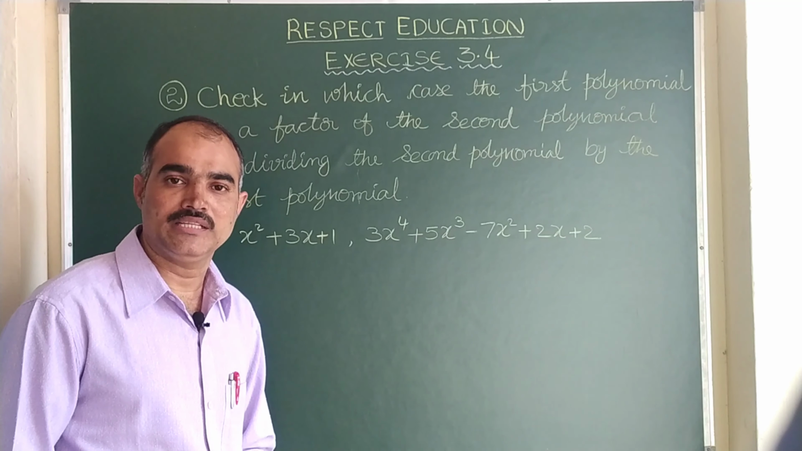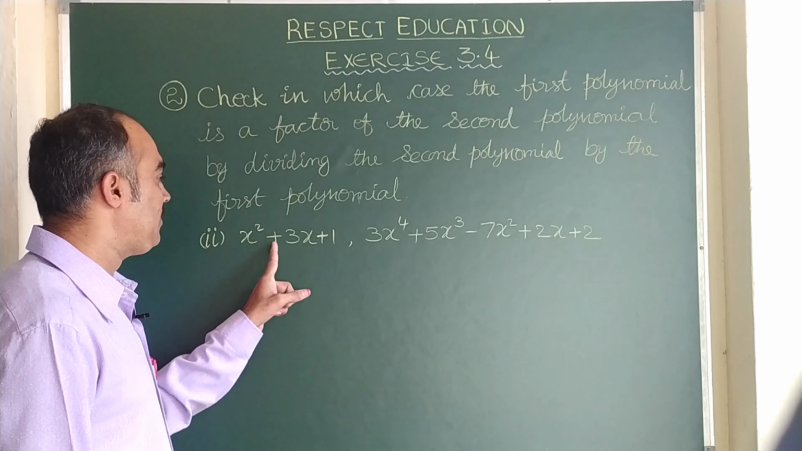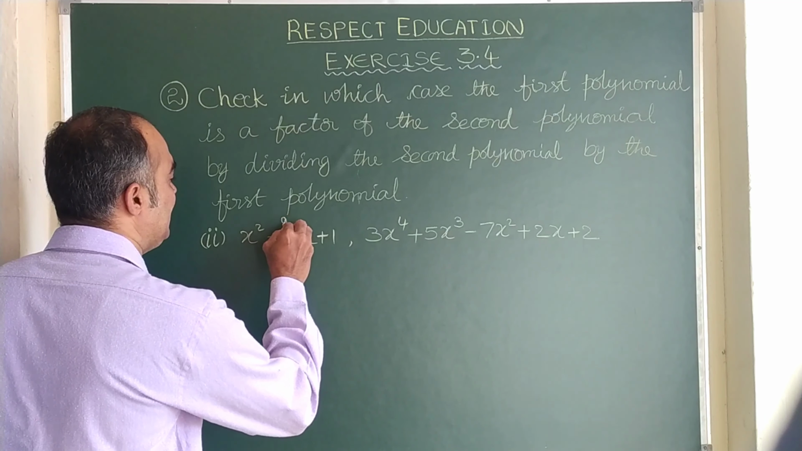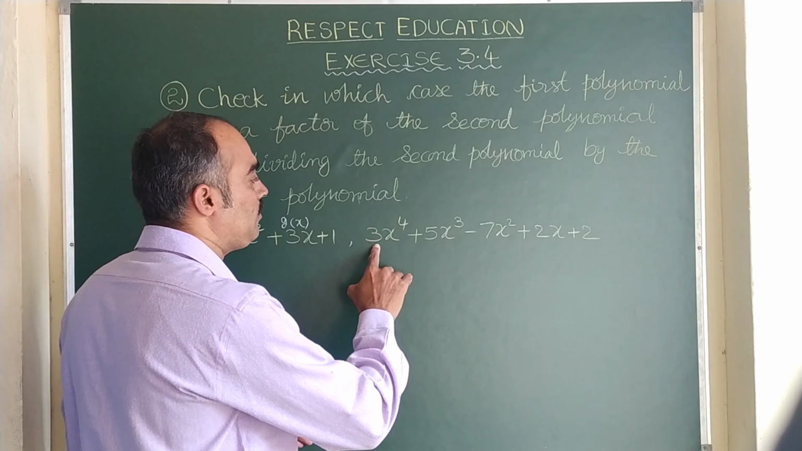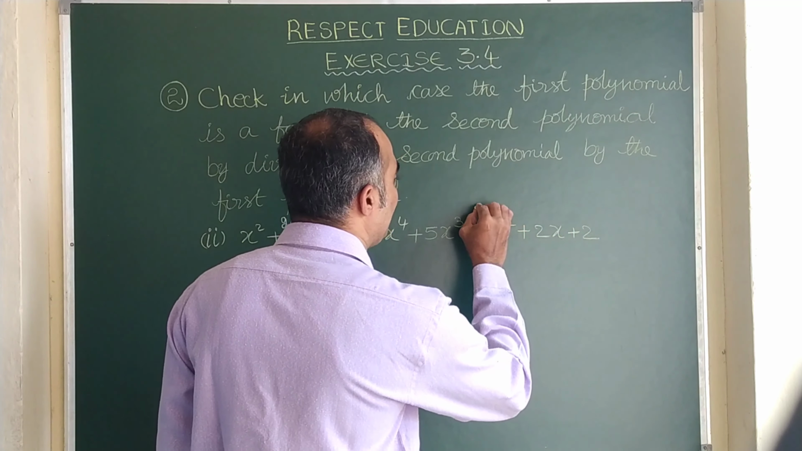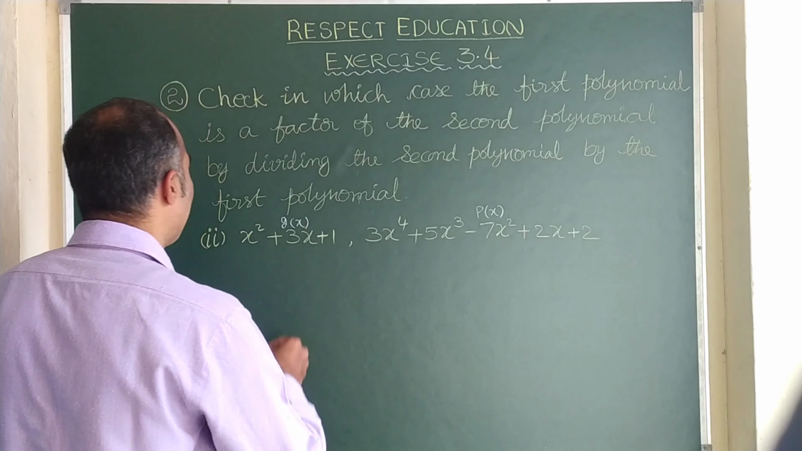Now let us see the next bit, that is the second bit. First polynomial is x square plus 3x plus 1. So let us take this as g of x, and the second polynomial is 3x power 4 plus 5x cube minus 7x square plus 2x plus 2. So let us take it as p of x. Right? Now here we start.